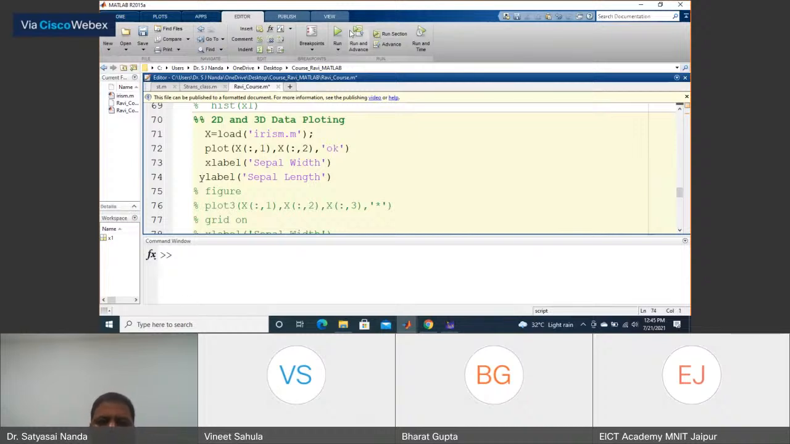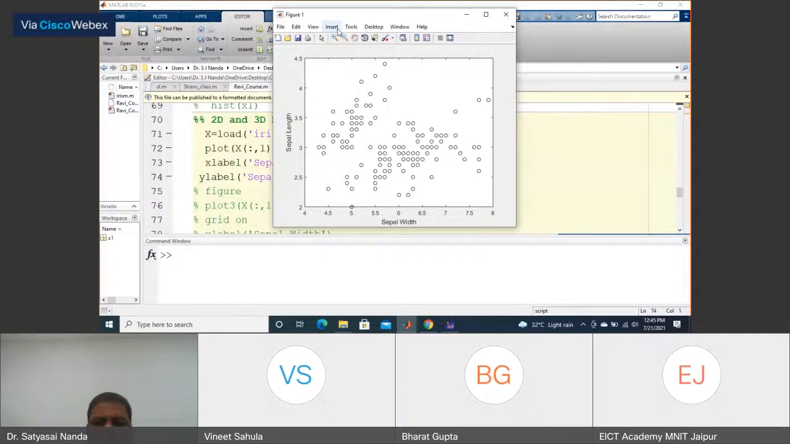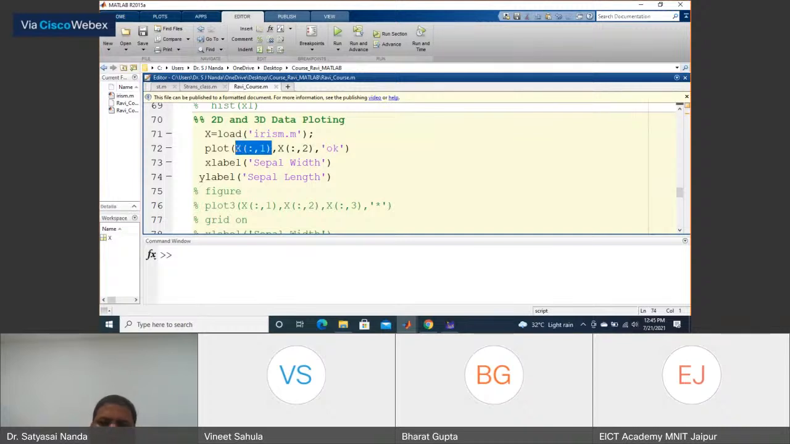Loading this and plotting it, you can observe that it has 150 observations, and it is sepal width versus sepal length. These are dotted circles. The x-axis is varying between 4 to 8 and the y-axis is varying between 2 to 4.5. Every data point is represented with a circle in this particular plot. So this is a 2D plot, and here I am plotting column 1 versus column 2 with circles of black color. You can change it to red color also.